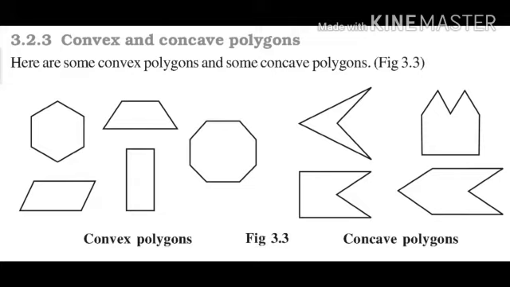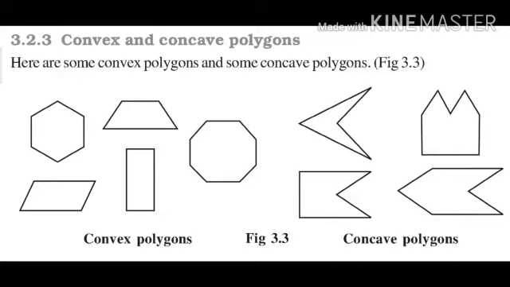And the other thing is the concave polygon. Obviously the opposite is going to happen with the concave polygon: a polygon in which any of the angles measures more than 180 degrees is called a concave polygon, as you can see in the diagram also. So that is a concave polygon.